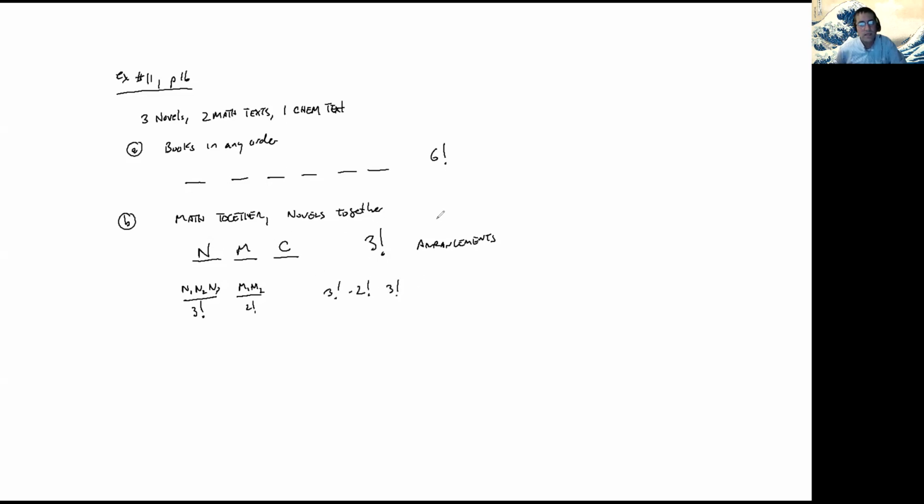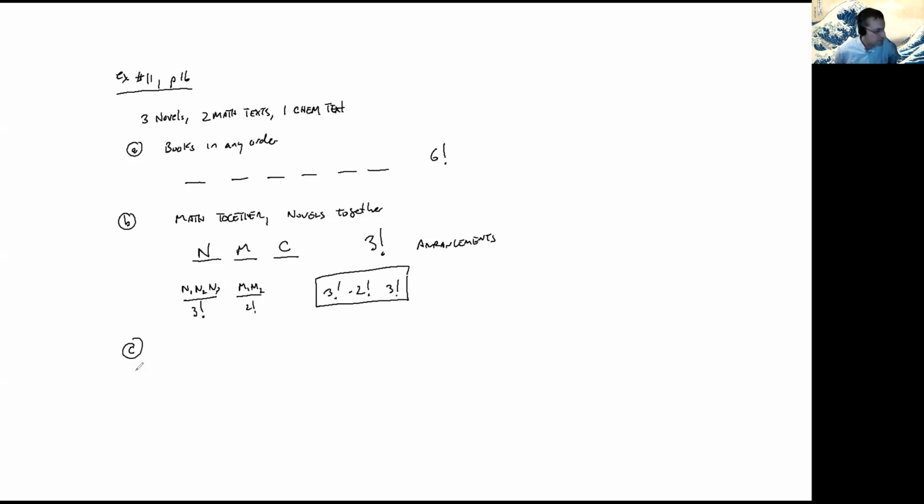And when I say there are 6 arrangements, because you could put the math books first, and then the novels second, or the math books third, the novels second, and so on. Okay, so the final answer to this part B is this expression here.